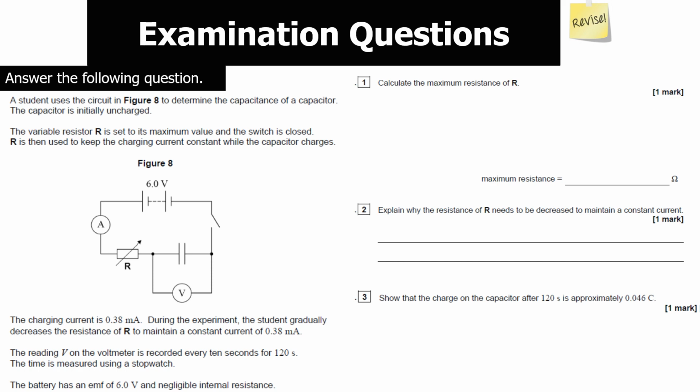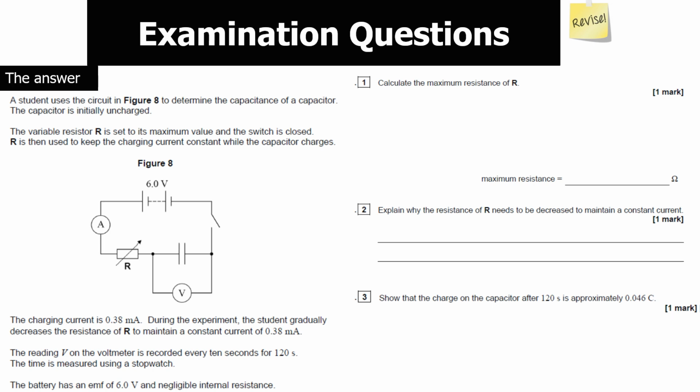The reading on the voltmeter is recorded every 10 seconds for 120 seconds. The time is measured using a stopwatch. The battery has an EMF of 6 volts and negligible internal resistance. So calculate the maximum resistance of R, explain why the resistance of R needs to be decreased to maintain a constant current, and then show that the charge on the capacitor after 120 seconds is approximately 0.046 coulombs. Pause the video now, then unpause when you want to go through your answer.